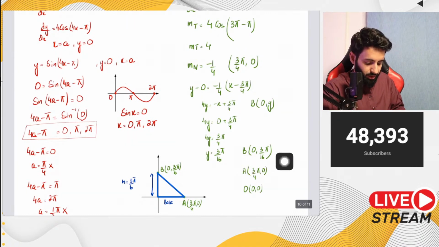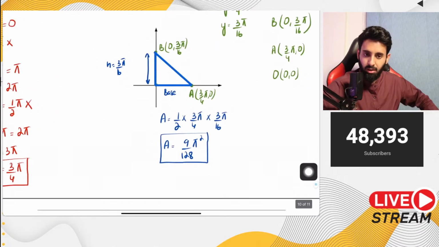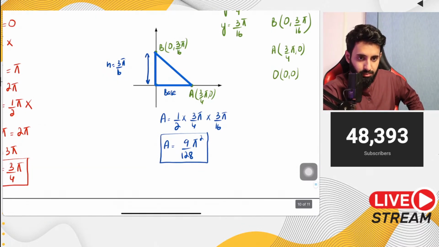Okay, so here are the coordinates of B, here are the coordinates of A, and here's the origin. Make a triangle using these 3 points and find the area. Make sure to leave it in terms of pi only. And there you go. This is your answer.